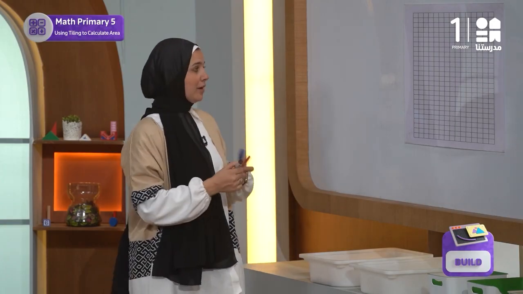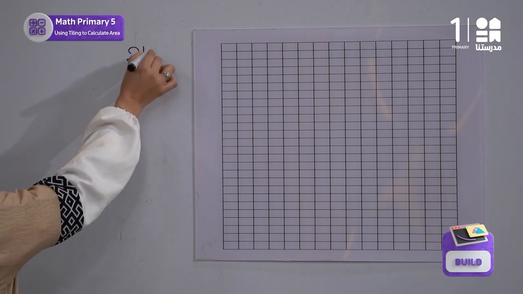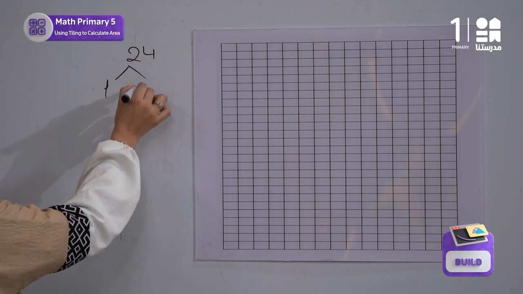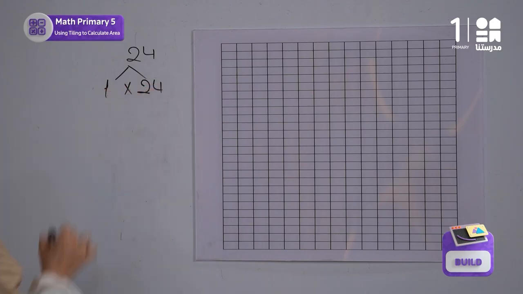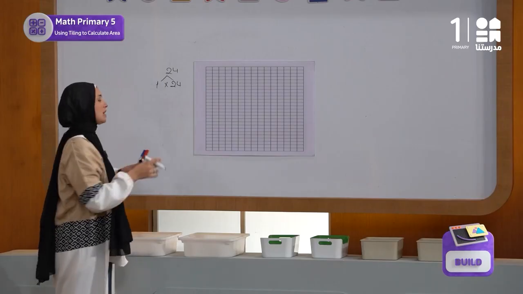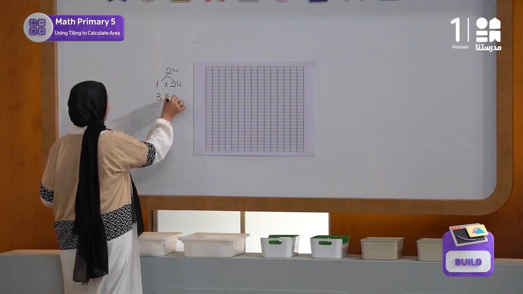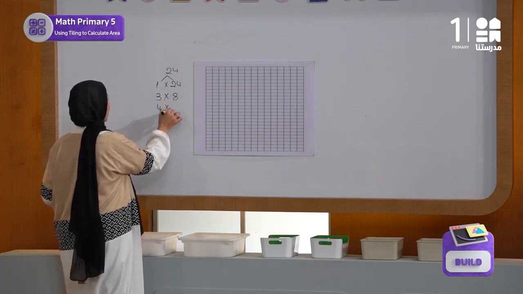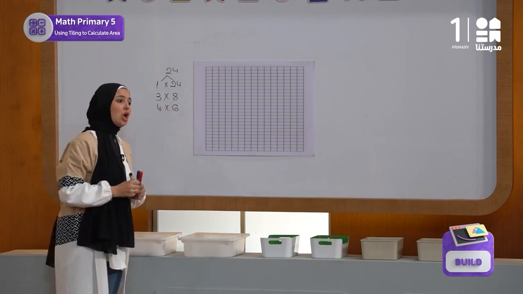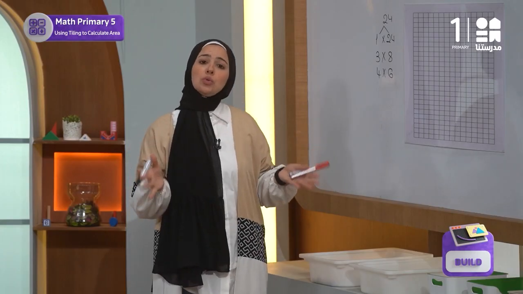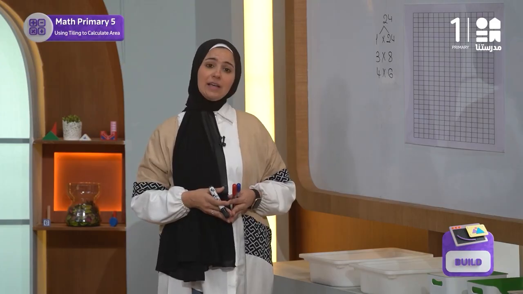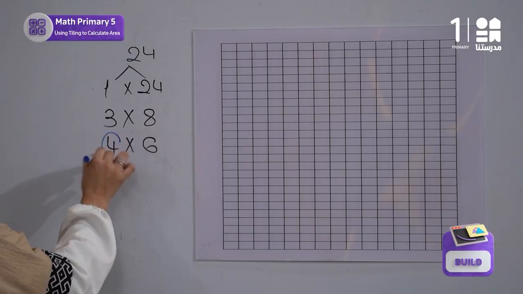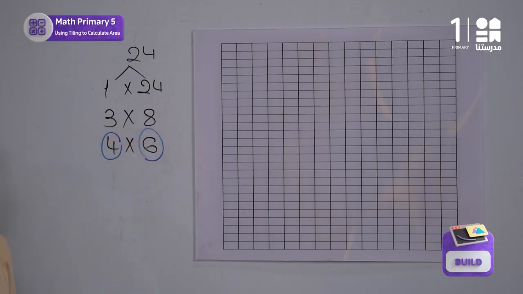For example, 24 can be what times what? This can be 1 times 24, right? It can also be what? 3 times 8. What else? It can be 4 times 6, right? So, one of these factors could be used as the dimensions of our rectangle. I'm going to choose the 4 and the 6. So, this is what I will choose, the 4 and the 6.